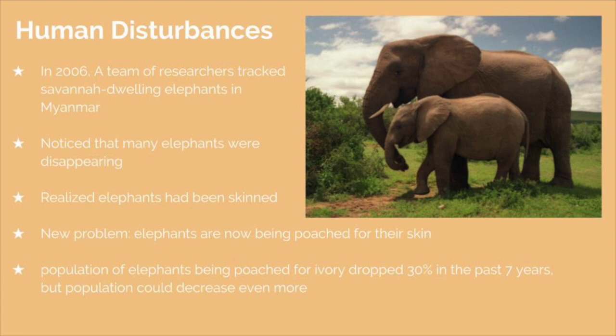When humans were just killing elephants for ivory, the population of elephants in savannas had dropped 30% in the past 7 years. But now that they are being killed for skin too, their population could decrease even more drastically.